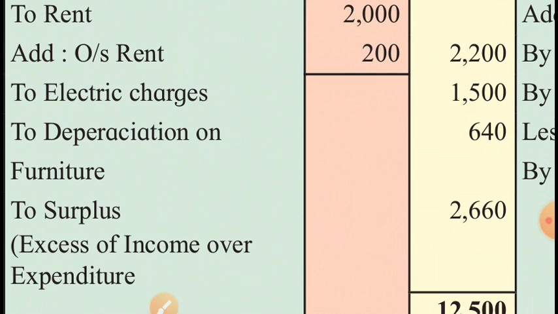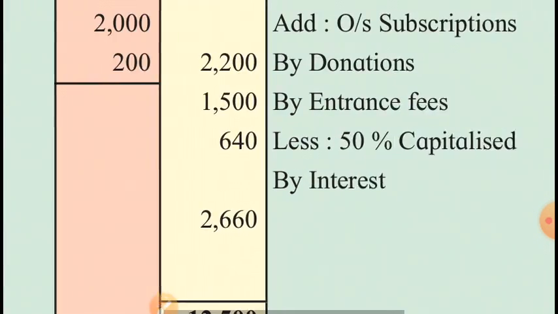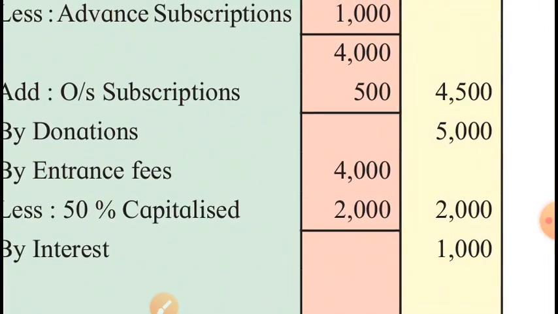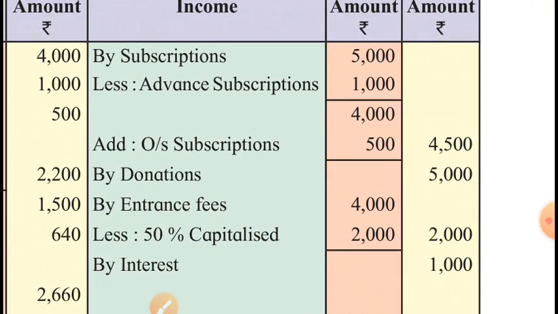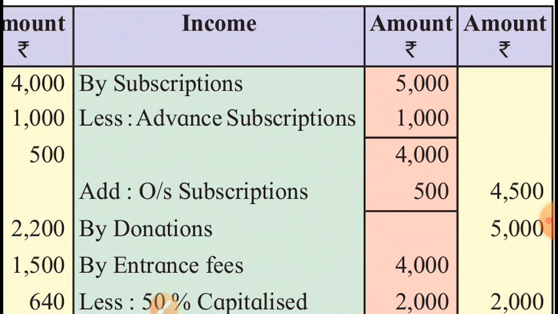debited to this account. On the credit side we can see we received subscription 5,000 but 1,000 is for the next year, so it is deducted as it is not the income of this year, and outstanding for this year is added. Thereby total subscription is 4,500 only for this year.